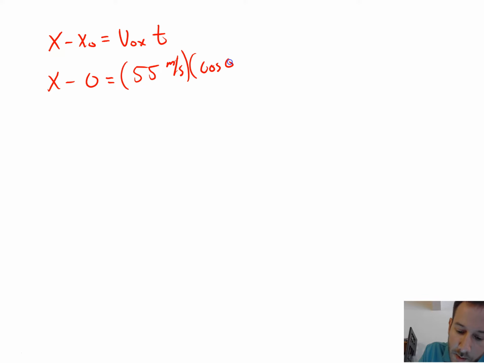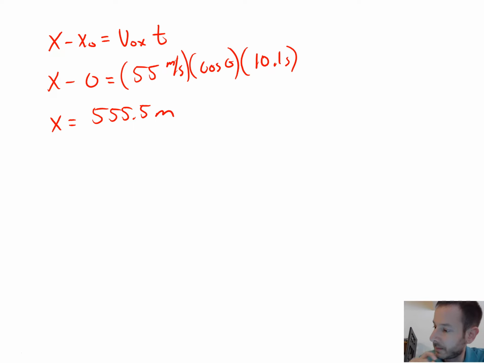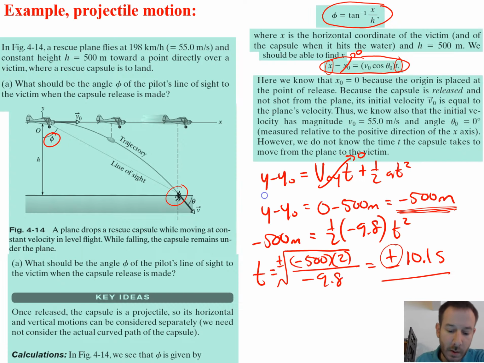times the cosine of 0, which gets us the x component. Cosine of 0 is just 1, so it's just going to be the full value, times the time, which is 10.1 seconds. It's going to be x is equal to 555.5 meters.